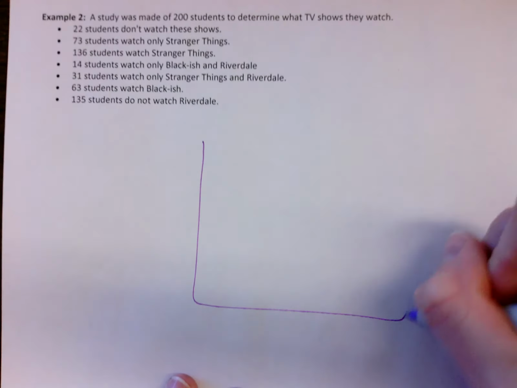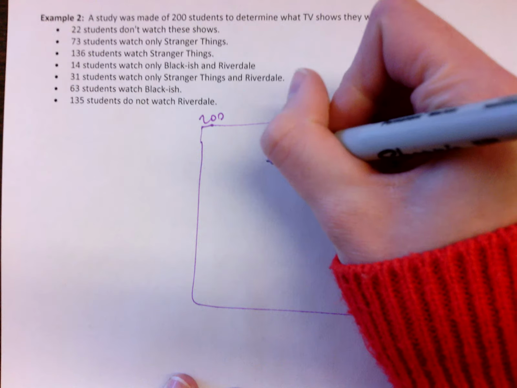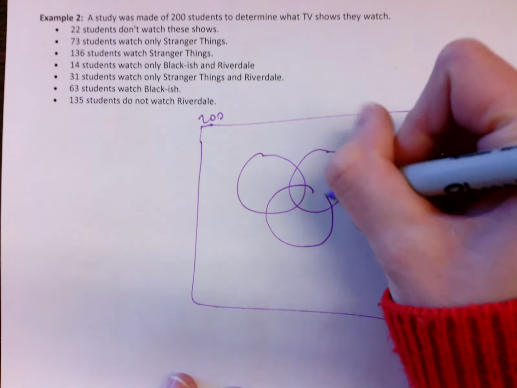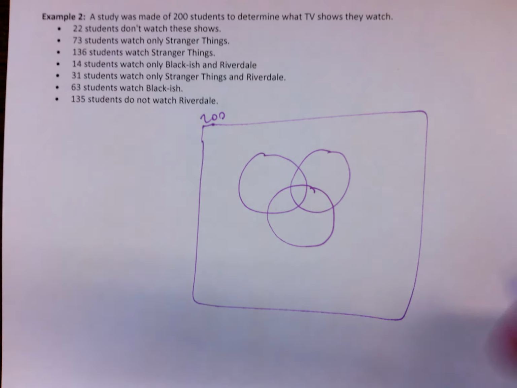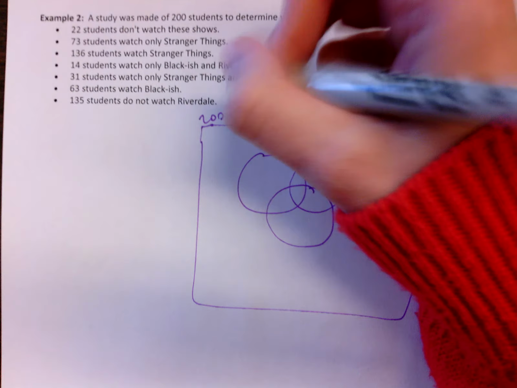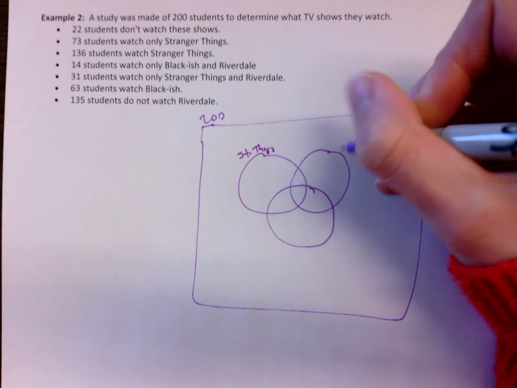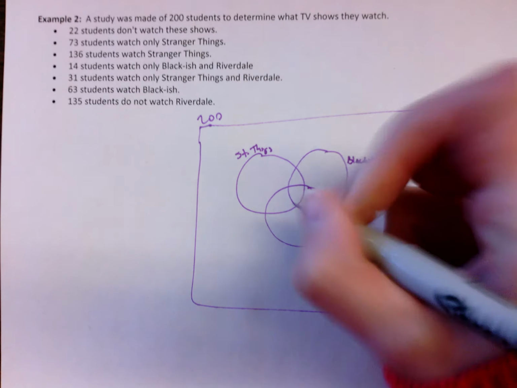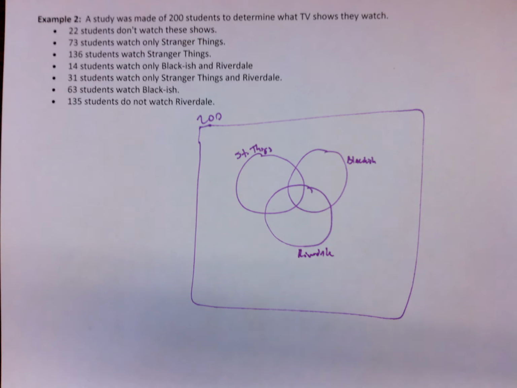So here's my square to represent my whole 200 people. All right, and then I'm going to have my three circles for my three shows. I want them all to overlap. This box is huge compared to my circles, which is just, yeah, funny. Okay, so this one is going to be Stranger Things, right? This one is going to be Blackish, and this one will be Riverdale. Okay, so now we got everything labeled.